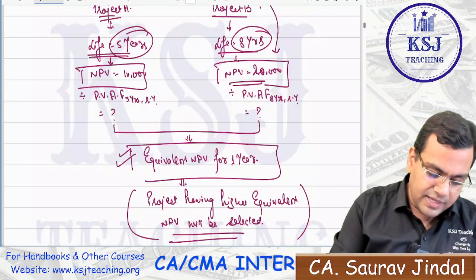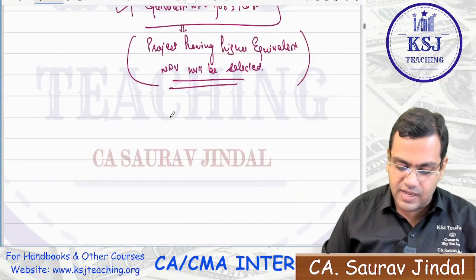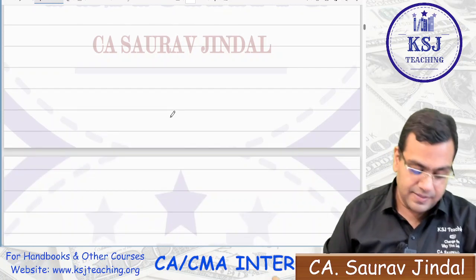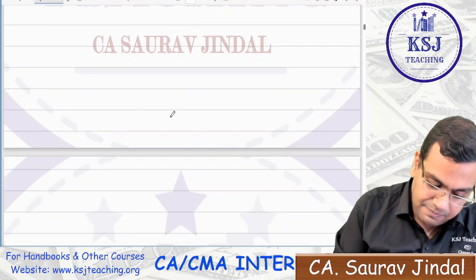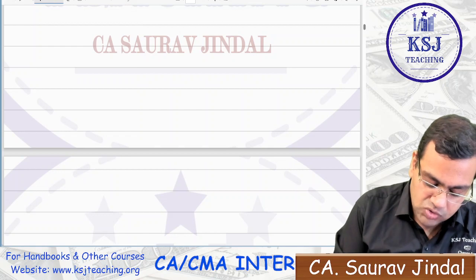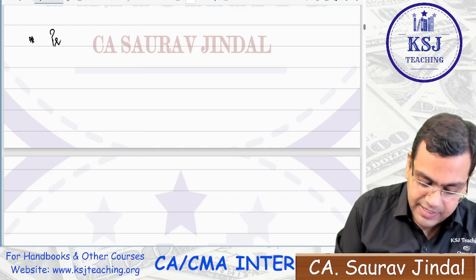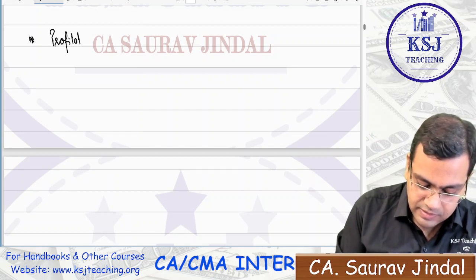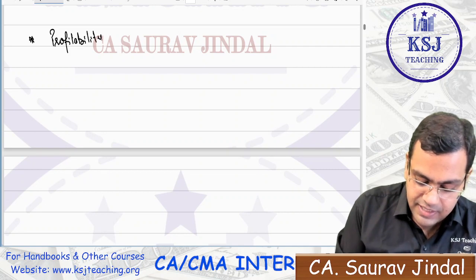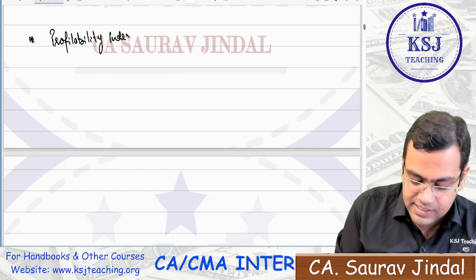Now, another thing, after NPV, we have one concept, that is PI. After NPV, there is one concept known as profitability index. Profitability index. Now it says, let's say there are two projects.